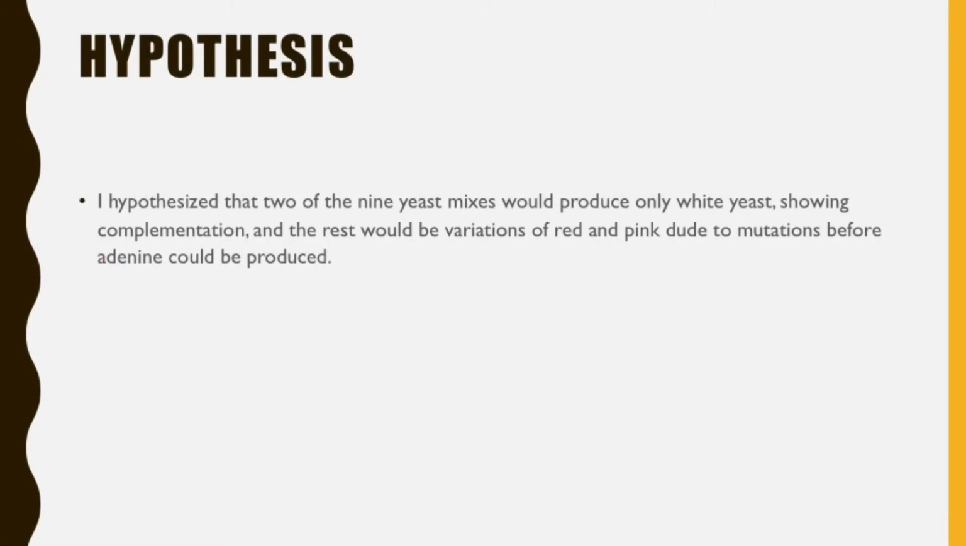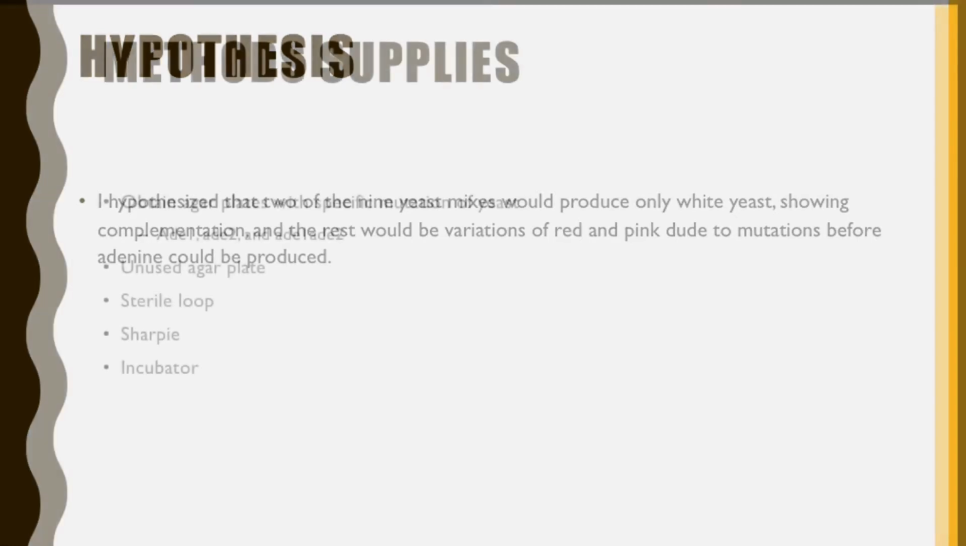For my hypothesis, I predicted that 2 of the 9 yeast mixes would produce only white yeast, resulting in complementation, and the rest would be variations of red and pink due to mutations before adenine could be produced.